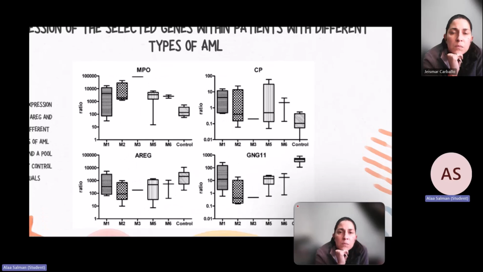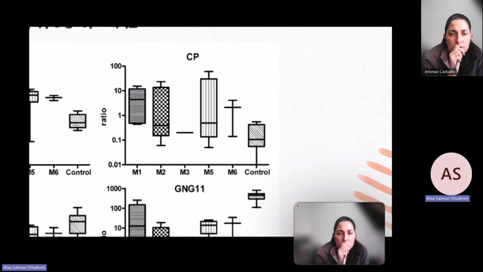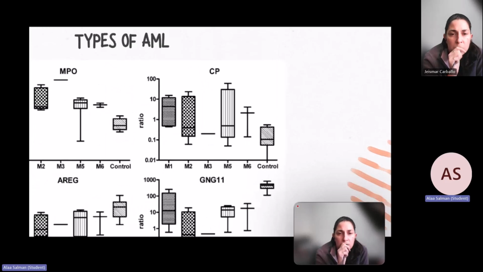CP was upregulated in all of the M1 patients, and the highest CP expression was found in M5. So they concluded that CP can be used to distinguish between M5 and the healthy individuals and the control individuals.